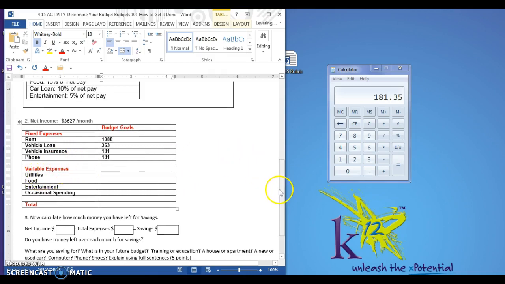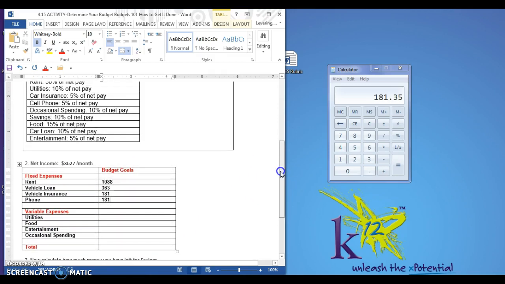Come on down to my variable expenses. They suggest that my utilities should be 10%. So I'm going to multiply my net income times 10%, which equals $362. I'm going to round that up to $363. For food, it's recommended 15%. So I'm going to multiply my net pay times 0.15, which will give me $544 that I have budgeted for food per month.